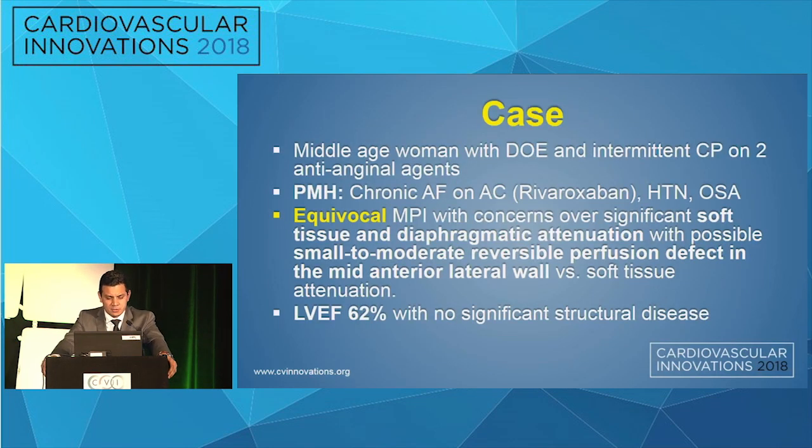So this is a case from a few months ago, a middle-aged woman with dyspnea on exertion, intermittent chest discomfort, and 2 antianginals. She has chronic atrial fibrillation and is on anticoagulation with rivaroxaban. She has hypertension and obstructive sleep apnea.